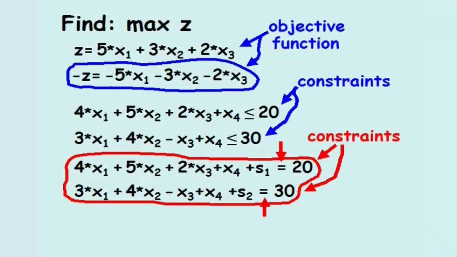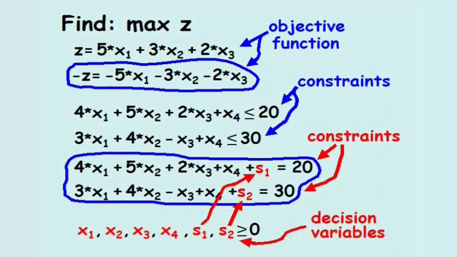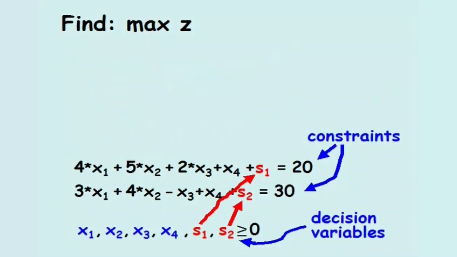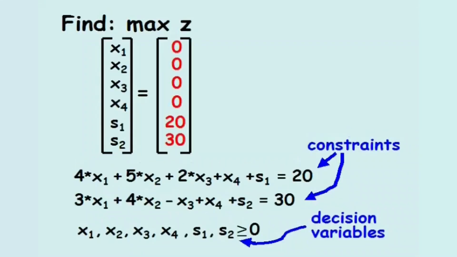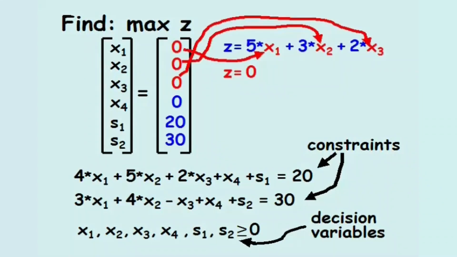Now the decision variables are x1 through x4, as well as s1 and s2, where s1 and s2 are the two slack variables, which must also be non-negative. As an initial feasible solution, we'll assume the slack variables s1 and s2 equal 20 and 30, respectively, and x1 through x4 equals 0. For this initial solution, the objective function equals 0, since x1, x2, and x3 all equal 0.